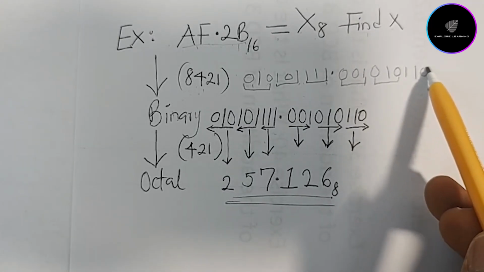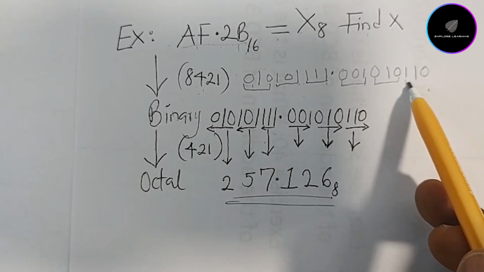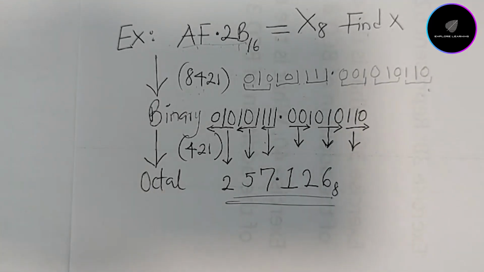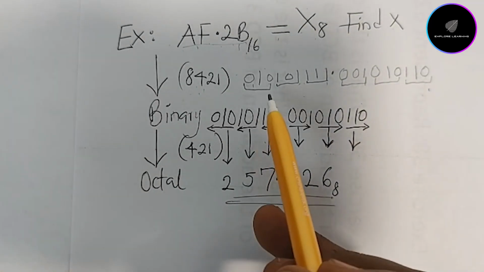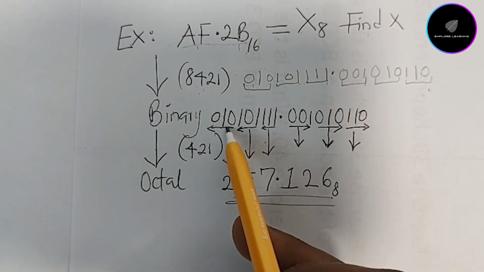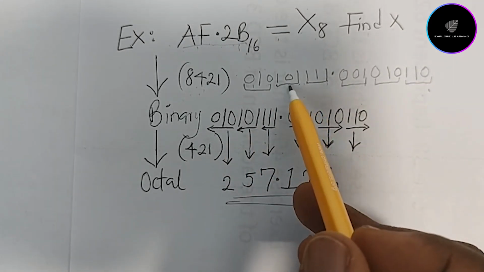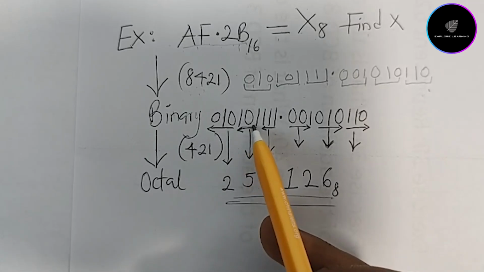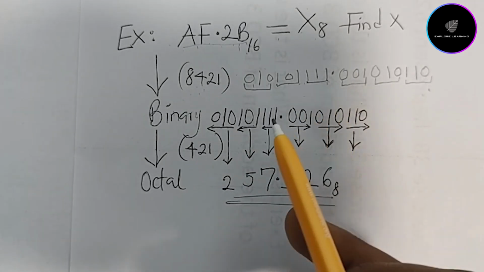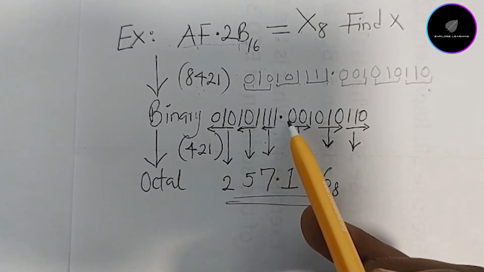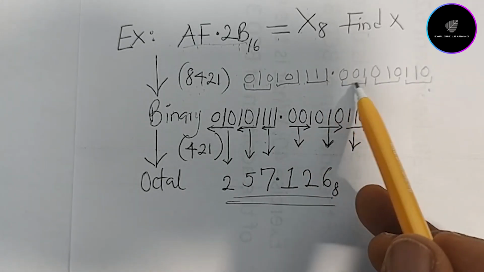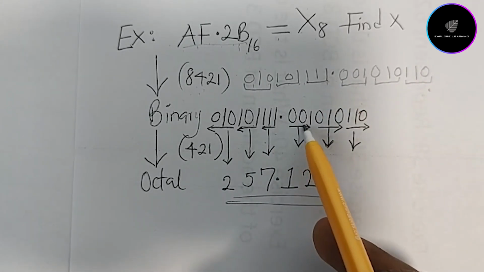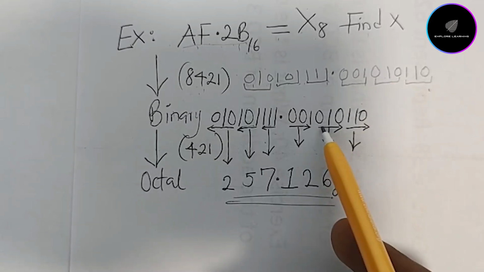So if you notice, this is equivalent to what we have here. All right, so this is equivalent to what we have here, and then this third group is equivalent to what we have here. Now after the decimal point, this is equivalent to what we have here. This is 0 1 0, equivalent to what you have here, 0 1 0. Then this final group, 1 1 0, is equivalent to what you have here.